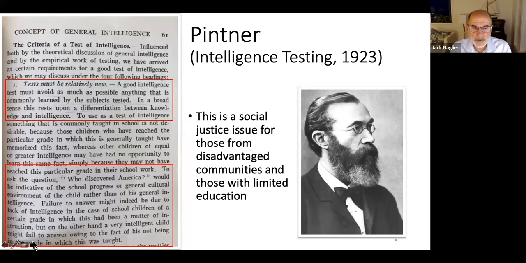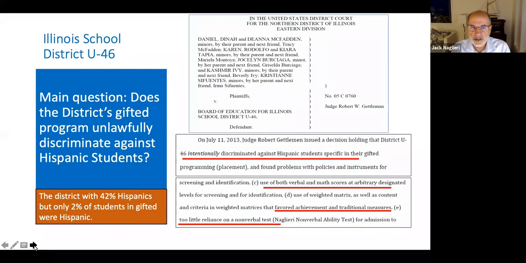And when you ignore the fact that knowledge interferes with identification of gifted kids, you get a situation like what occurred in the U46 school district. I won't go through all the details of this particular court case, but the essence of it was the district was 42% Hispanic, but only 2% of the kids in gifted were Hispanic. Something's not right there. And when the case was litigated, the judge ruled that the district intentionally, italicized in the court records, discriminated against Hispanic students.